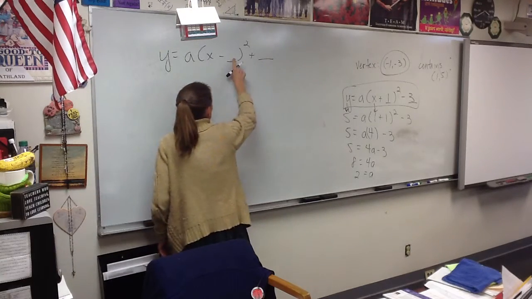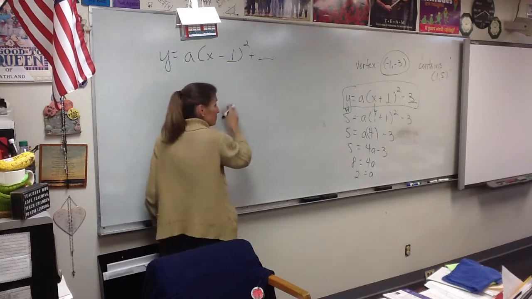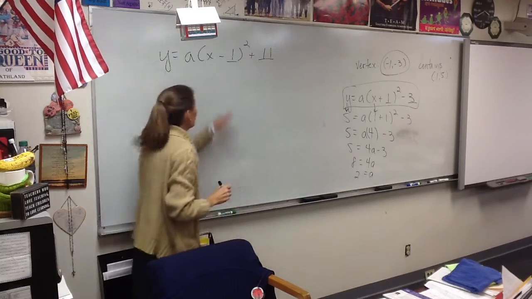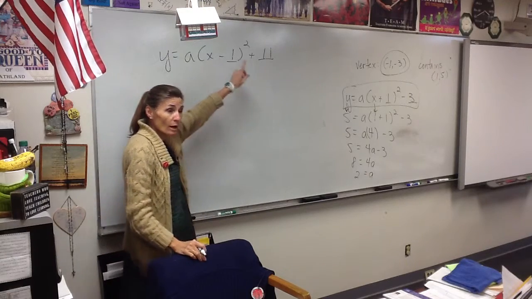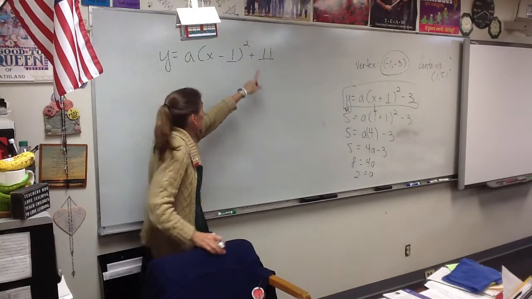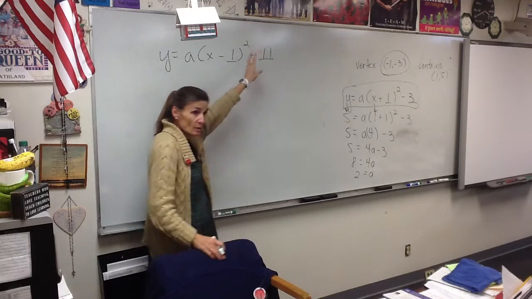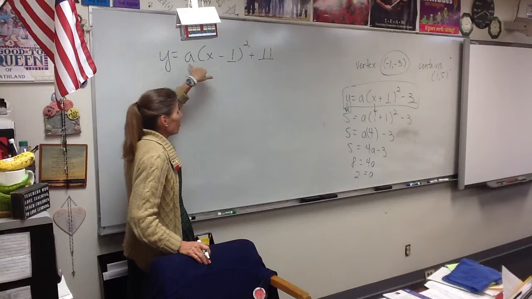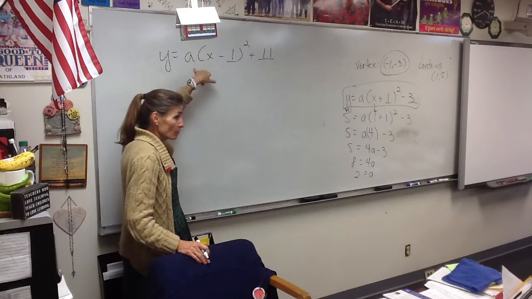So what's gonna go here? 1, and what's going to go here? 11. This would tell me that I go right 1 and up 11. And is that what I want to do? Yeah. All that's left is that missing number.